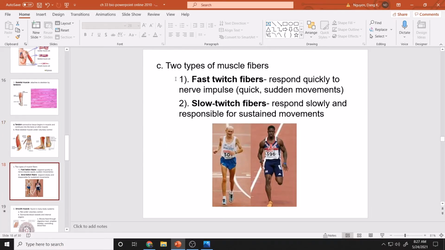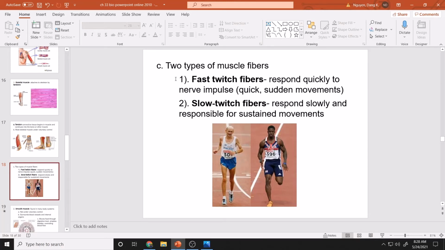There are 2 types of muscle fibers. You have fast twitch fibers, which respond quickly to nerve impulse, and then you have slow twitch fibers, which is responsible for sustained movements. So here's the difference between 2 types of athletes. You have endurance athletes, whose bodies contain a lot more slow twitch fibers, so they can run, like 2-hour marathons. And then you have your fast twitch fibers, which is responsible for generating fast explosive movements such as sprinting.